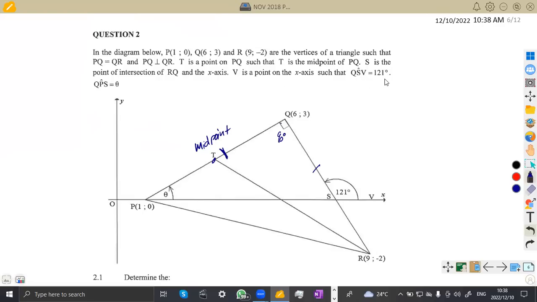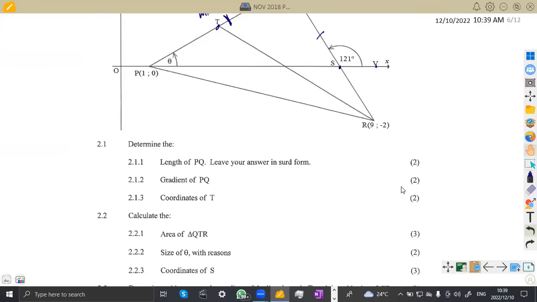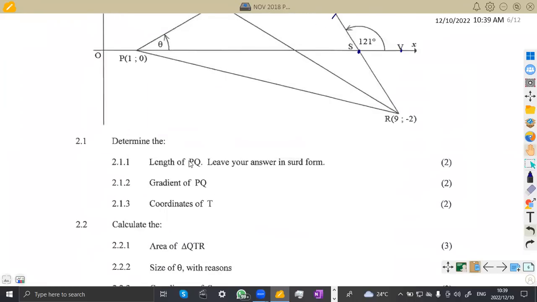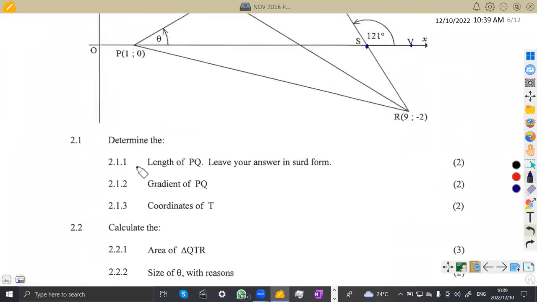Then we are given S is the point of intersection of QR and the x-axis. This is a point of intersection. Then we are given that V is a point on the x-axis, that is a point V here, such that angle QSV is 121 degrees. So this V is just there for the angle. Then angle QPS is theta, the one that we are given. All right, so that's the information that we are given. Then from this information on 2.1, we are asked to determine 2.1.1, the length of PQ, leave your answer in surd form.